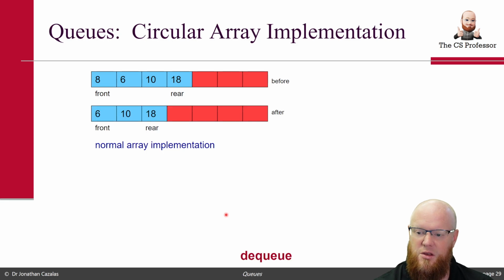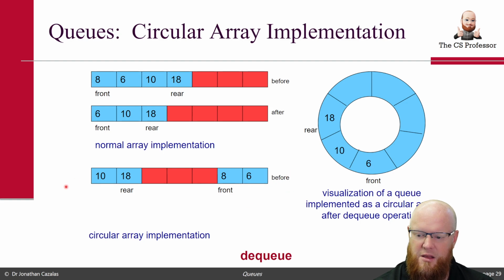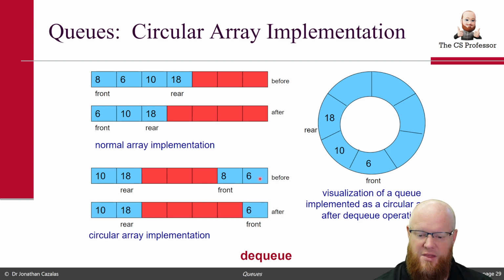We have another DQ, everything shifts over. The front points over here in the circular array implementation now to the 6 because the 8 is gone. So the 8 was right here, it's gone, front comes to the 6. And here's that circular array implementation, but now as a one-dimensional visual. And the front is going to point to the 6 and the 8 is removed. This is after the DQ.